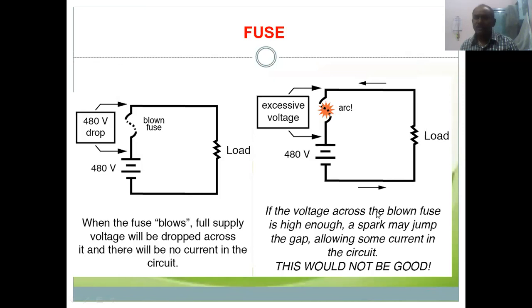This is another one. If the voltage across the blown fuse is high enough, a spark may jump the gap. What is the gap? This is a conductor, and this is a conductor, with air in between through which electrons try to flow through the ionized part. So the air is ionized due to the excessive voltage between the two terminals. A spark may jump the gap, allowing some current in the circuit. This would not be good, so it may not be advisable. We have to cut off this circuit.